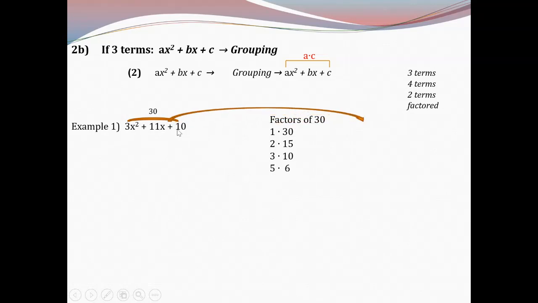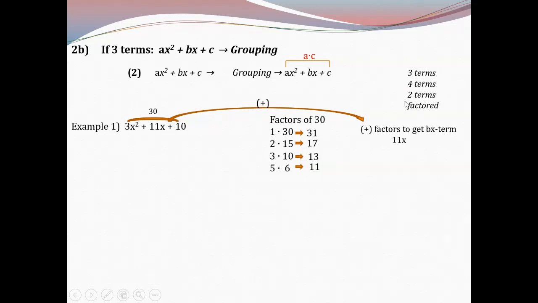And that means we're going to add them. What's plus here, we're going to add them. So the sums of the factors, to get the bx term, which is negative 11, will give us 31, 17, 13, and 11. Okay, now you guys must be wondering, what in the world is this right here? The 3 terms, 4 terms, 2 terms, and factored.